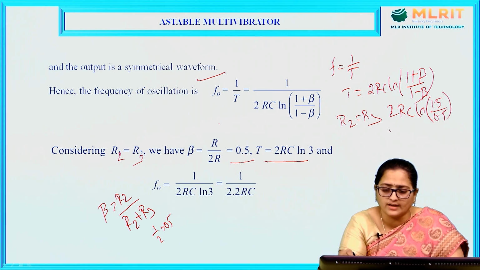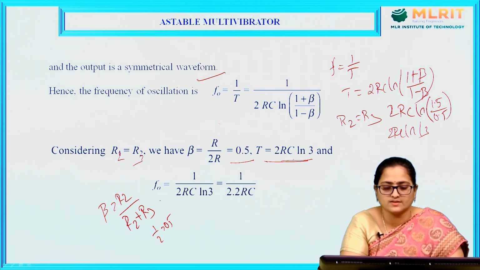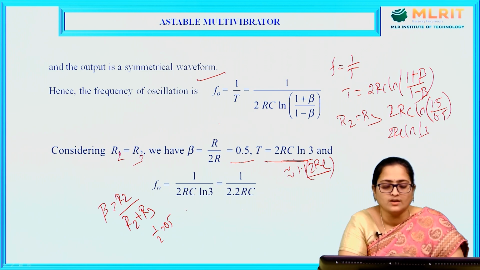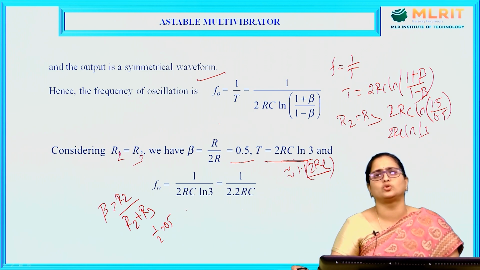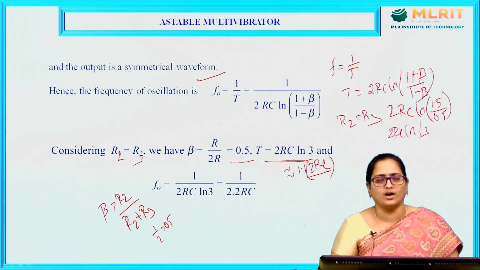Which you can write as 2RC log 3. The log 3 value will be taken here. And the frequency of oscillation is given as 1 by 2RC log of 1 plus beta by 1 minus beta, which you can write as 1 by 2.2 RC. This time period will be equal to 1.1 into 2 RC. So, the time period is given as 2.2 RC and the frequency is given as 1 by 2.2 RC. Thank you.